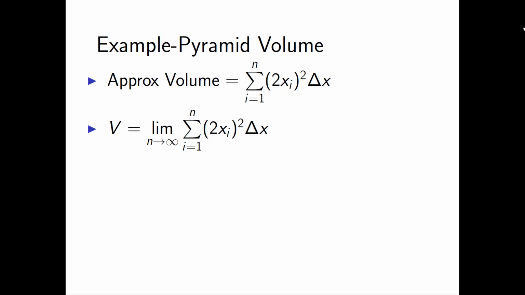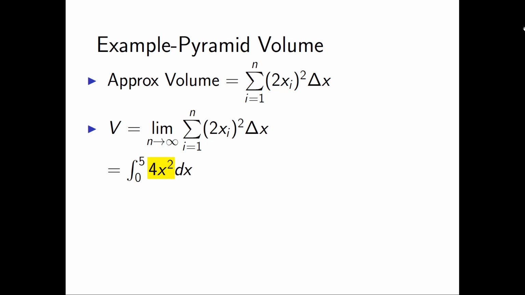We take infinitely many slices, which gives a better and better approximation, and with infinitely many it's actually perfect. So it's the limit as n goes to infinity of the sum from i equals 1 to n, of the volume of each of those slices. Hopefully this piece is familiar. These are the Riemann sums we've seen, and this becomes an integral. That limit of the sum of the delta x just becomes the integral.